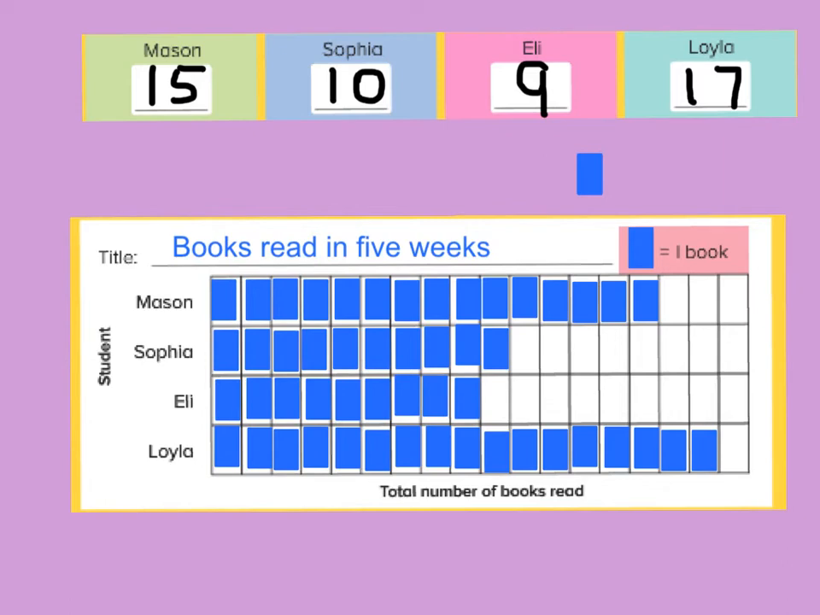Now I can use my picture graph to answer any questions that I like. Let's have a think of the answers to these. How many more books did Mason read than Eli? So Mason's here and Eli's down here. So how many more did Mason read than Eli? 1, 2, 3, 4, 5, 6 more books than Eli. How about if I ask the question, how many more books did Loyola read than Sophia? So Sophia finishes here and Loyola finishes here. So Loyola read 1, 2, 3, 4, 5, 6, 7 more books than Sophia did.